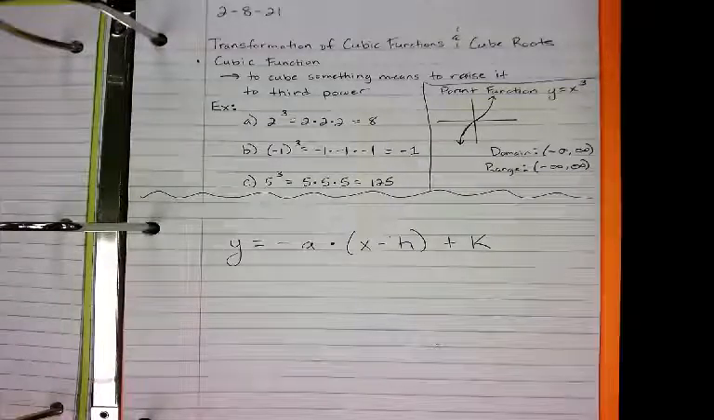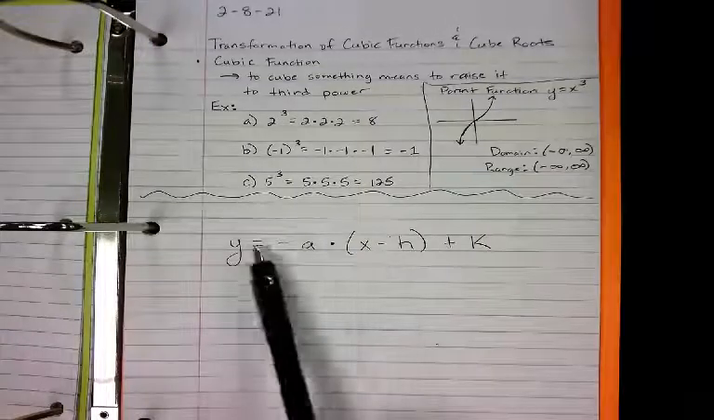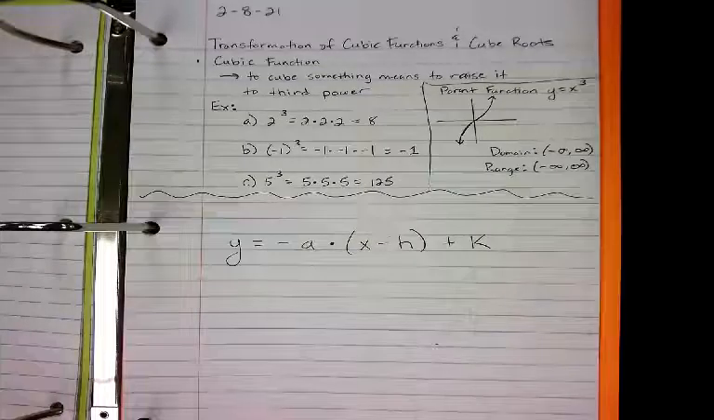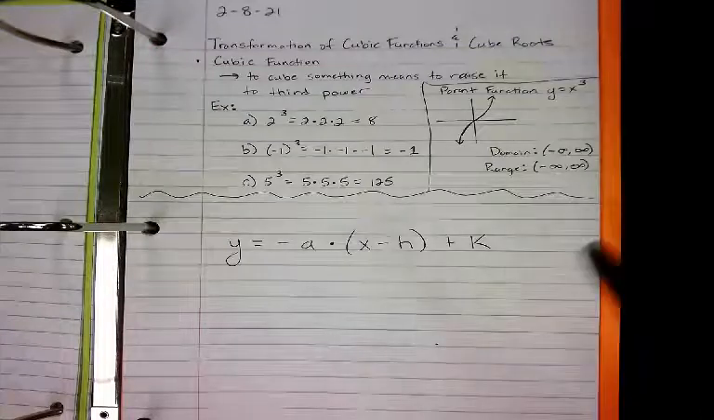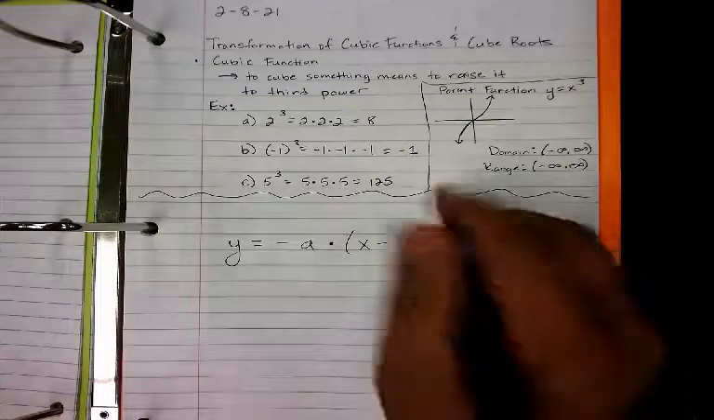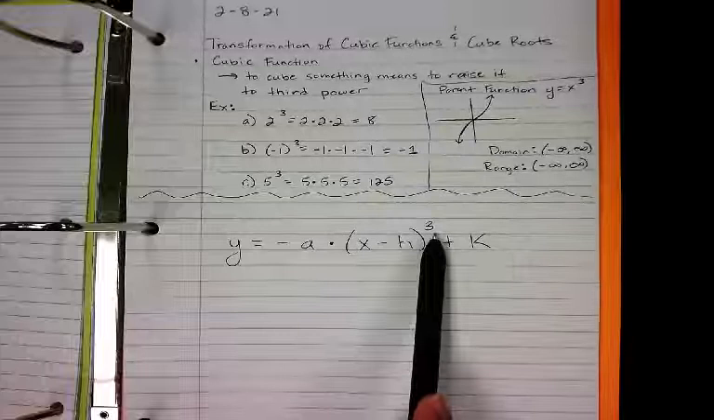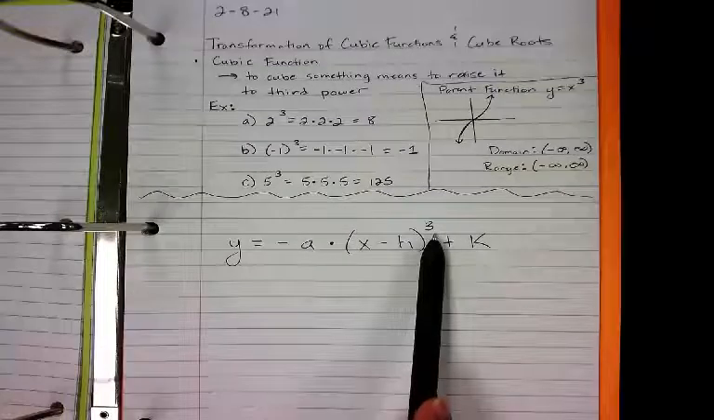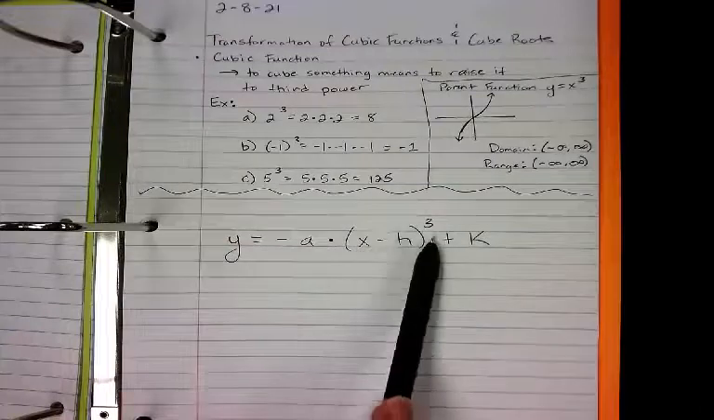Okay, this equation is just, there are different components of a transformation. It's not always going to look like this. Remember the parent function is just x to the third. Oh, I messed this up right here. Make sure you write the third to the third right here. So you should read y equals negative a times x minus h to the third plus k.